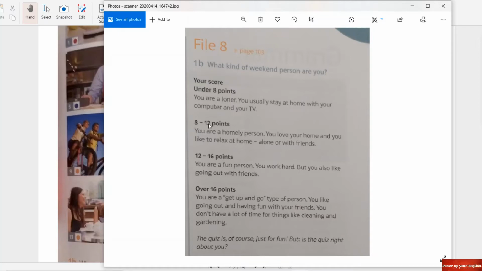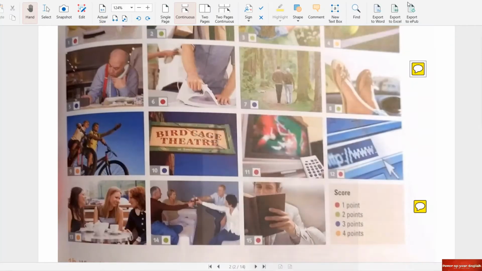If you score 8 to 12 points, yes, you like to stay home, but you're happy if friends come around. 12 to 16 points, you're a fun person, you like going out with friends. And over 16 points, you like doing sports. You don't have time for cleaning or gardening. You're outside all the time enjoying your favorite activities.